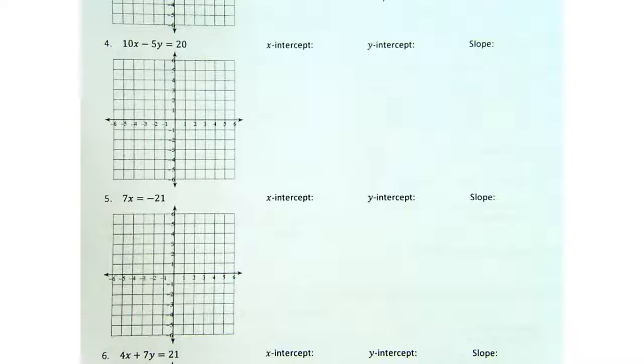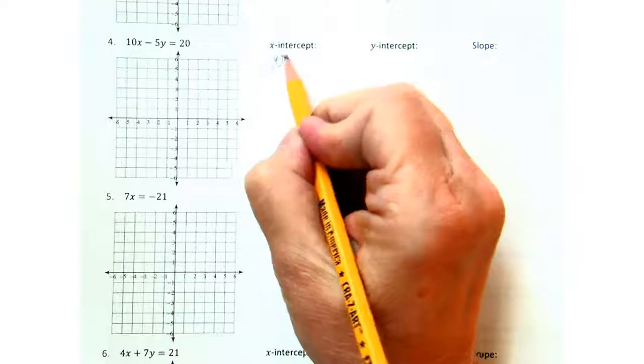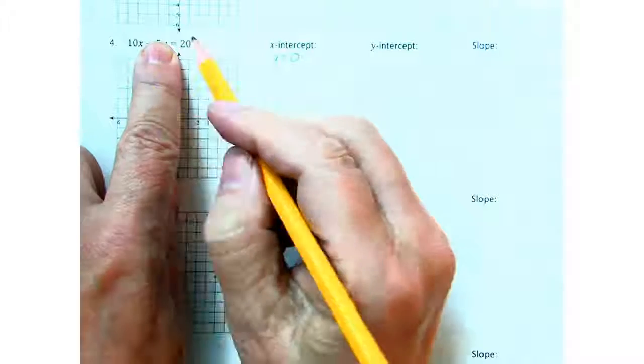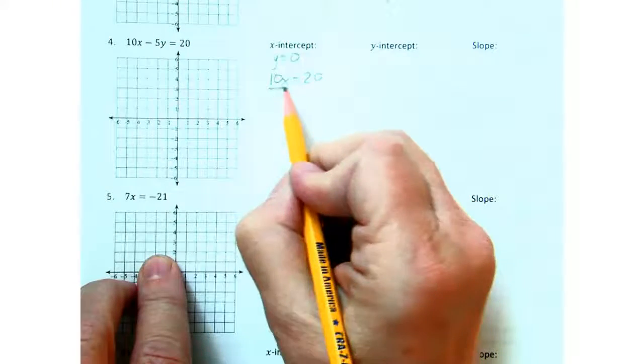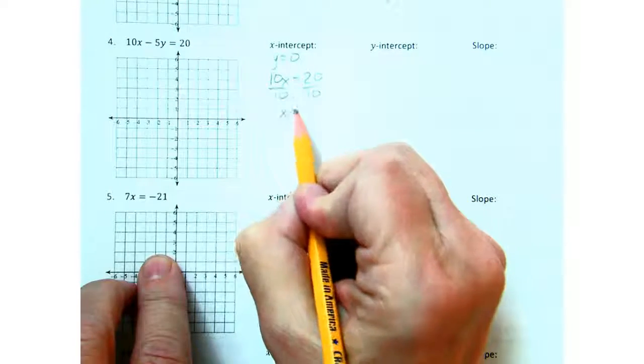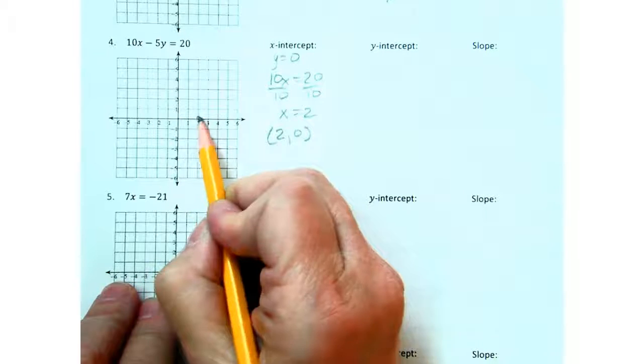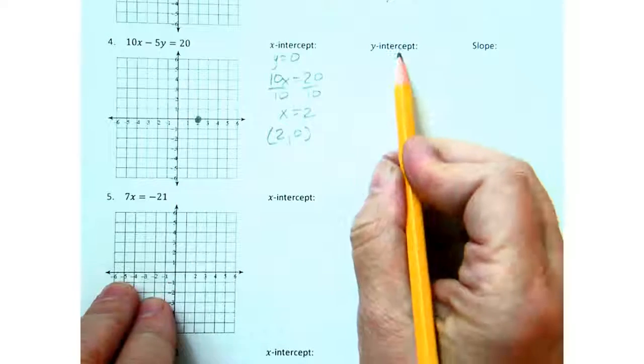Now that you have tried it, check your work. To find the x-intercept, set y equal to 0. This gives us 10x equals 20. Divide both sides by 10 for x equals 2. Our x-intercept is (2, 0). Graph this point on the x-axis.